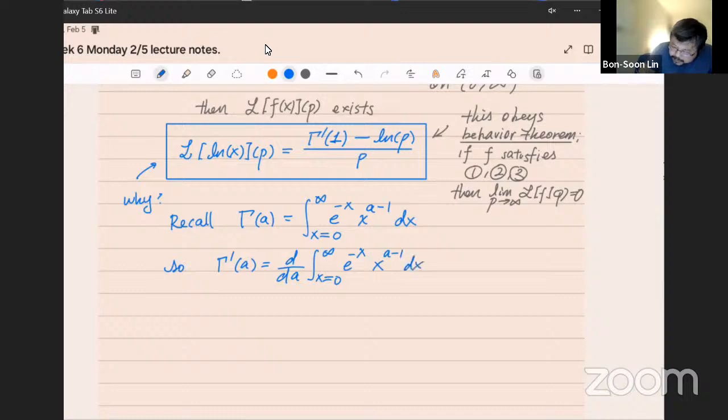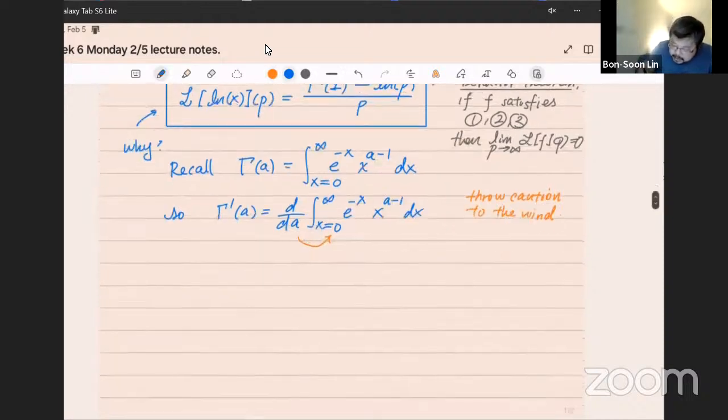What do I mean by that? Well, here's a derivative, and it's not clear why we can move this derivative into the integral, but that's what we're going to do. All right. So this is throwing caution to the wind for a moment. Now, this can all be justified, but we kind of don't care at this moment. We just say, well, let's say this is true. And it is true. So let's move the derivative inside the integral.